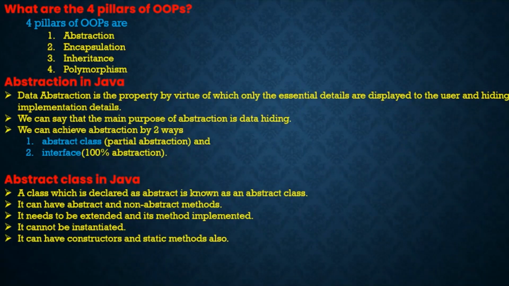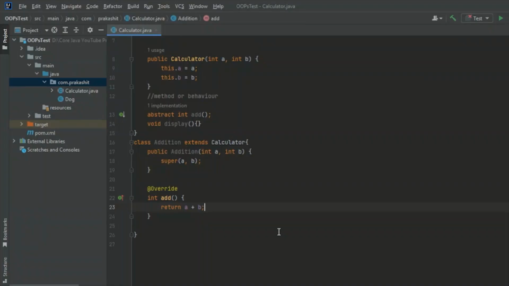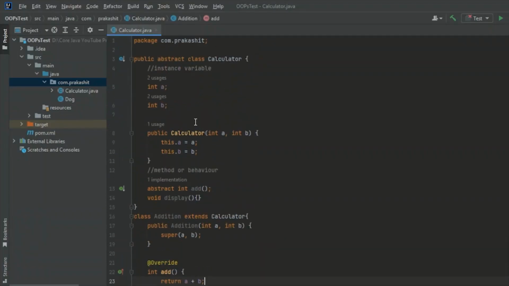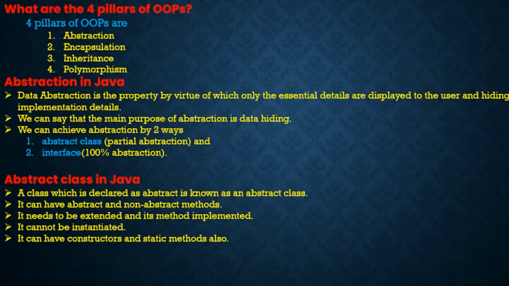The abstract class can have a constructor and a static method also. I have already shown this abstract class. This has one constructor, right? And we can write a static method also.